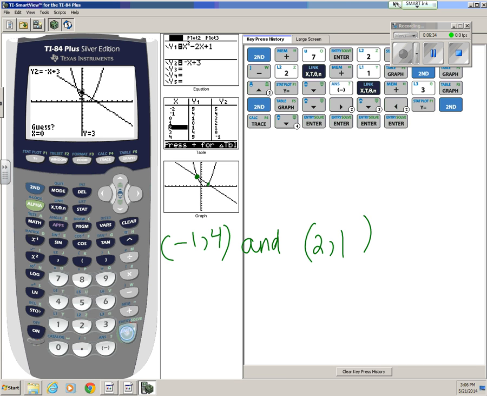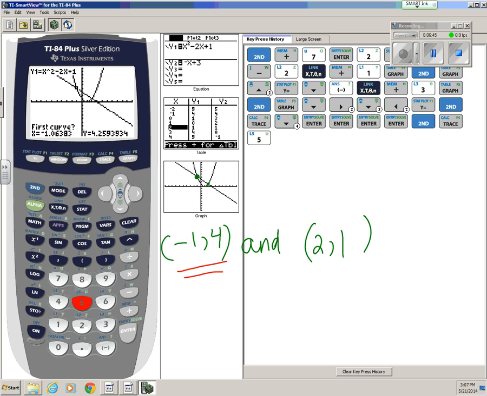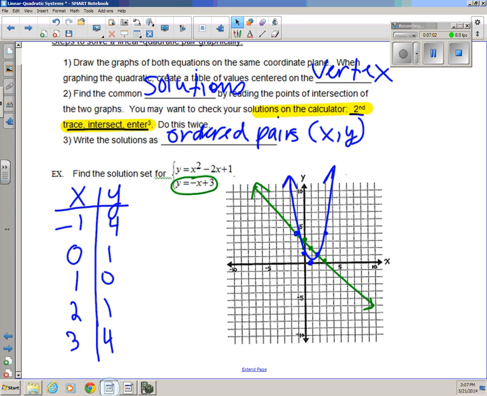Should I guess the point of intersection? Absolutely, and there it is. Same answer that we got right here. If I were to do it again, I would go second, trace, intersect, choice 5, but before I hit enter 3 times, I'm going to use my arrow pad to move my cursor away from the first point. So when I hit enter 3 times, it defaults to the second point of intersection, which is in fact 2, 1. Okay, so most of it's really done on the calculator.